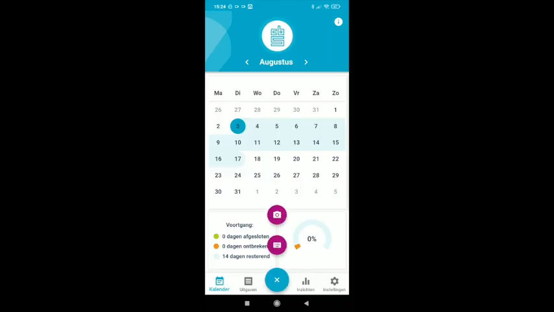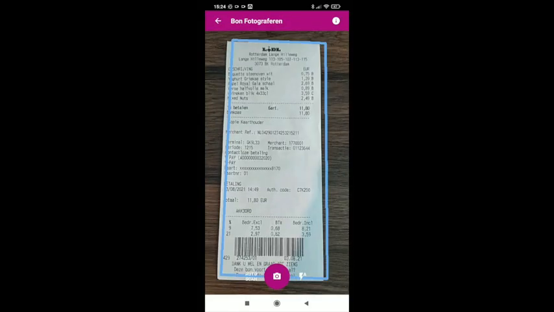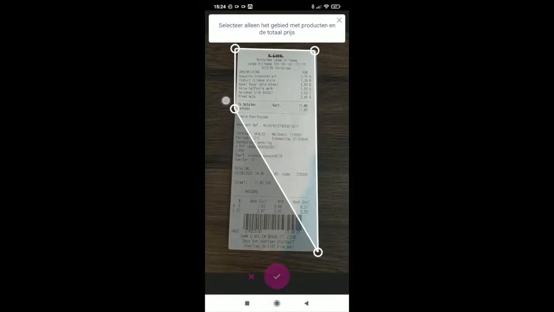So here you can see how it goes. Respondent is selecting the scan option. The receipt is scanned. The respondent can then choose to crop the image.